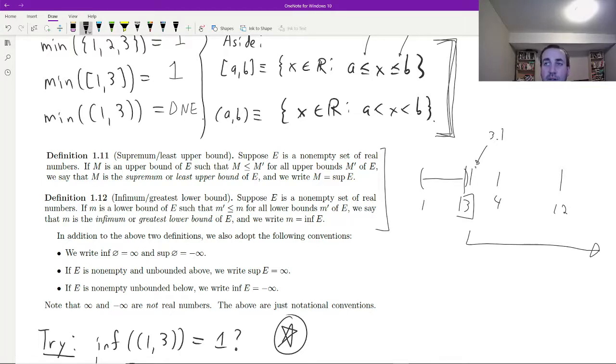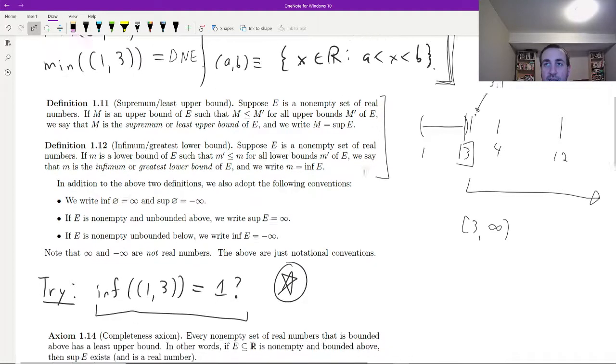So that's all that's going on here when you're looking at the supremum: you look at the collection of upper bounds. In this case, we can write it down. It's the set from 3 to infinity. And the supremum is just the smallest element of that set. Infimum is the same thing on the other side.